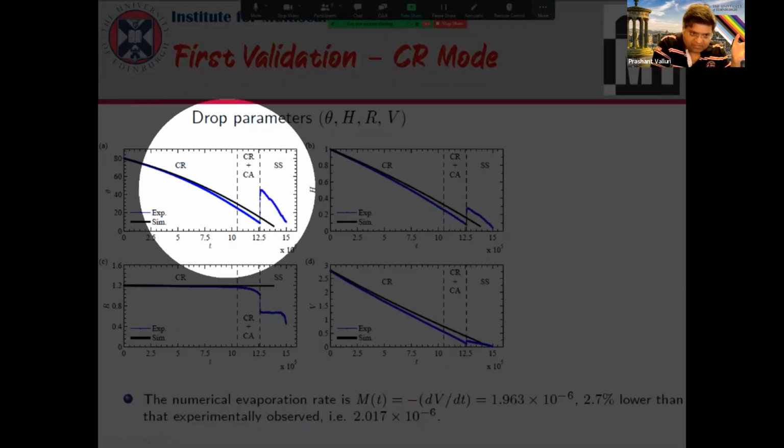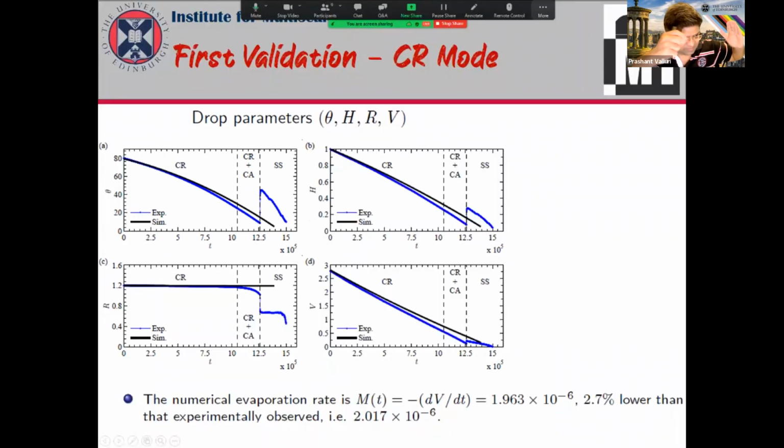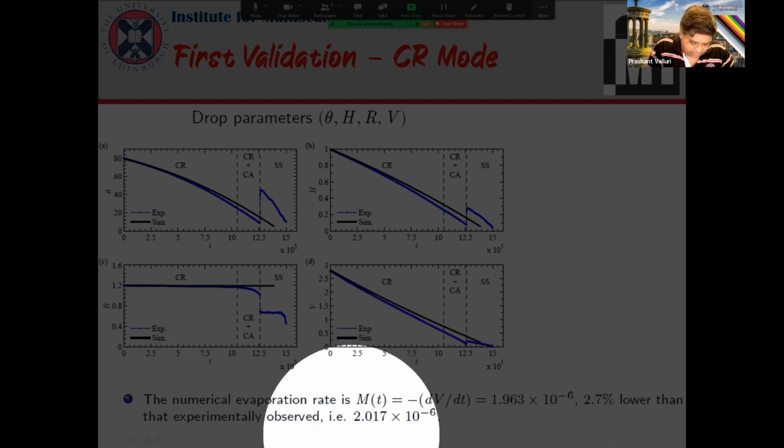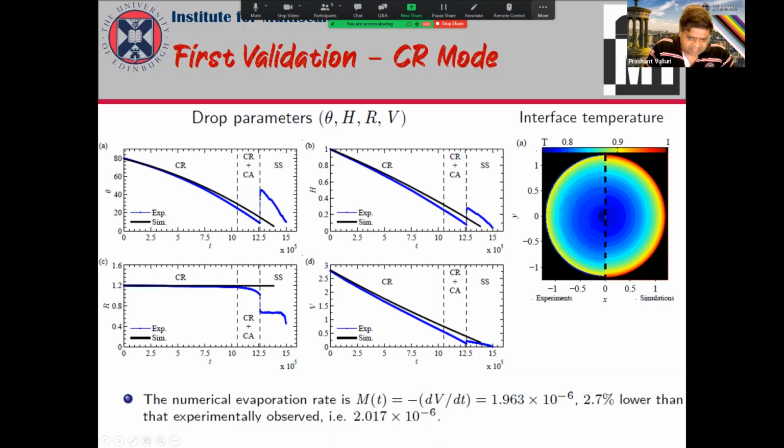We know why there is a difference here. That's because in the experiment, you can't really have a fixed contact line. It'll always move no matter what you do. But we can see that the numerical evaporation rate is very close to what we have experimentally observed. Okay, so it gives us some confidence. And this is some more data.